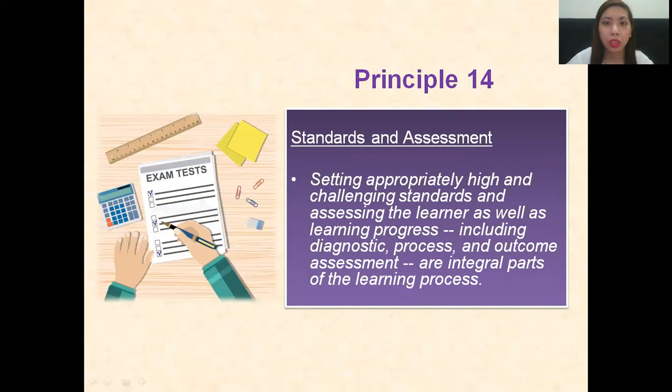Finally, we have Principle 14, which is the standards and assessment. Setting appropriately high and challenging standards and assessing the learner as well as learning progress, including diagnostic, process, and outcome assessment, are integral parts of the learning process. Assessment is an essential part of the learning because it provides important information to both the learner and the teacher at all stages of the learning process. Basically, it shows the student's learning progress and whether or not the learning outcomes have been achieved. When students feel challenged to work towards appropriately high goals and standards, effective learning takes place.